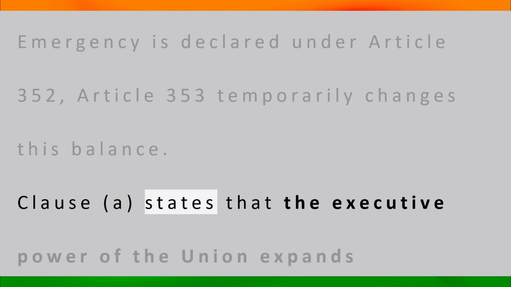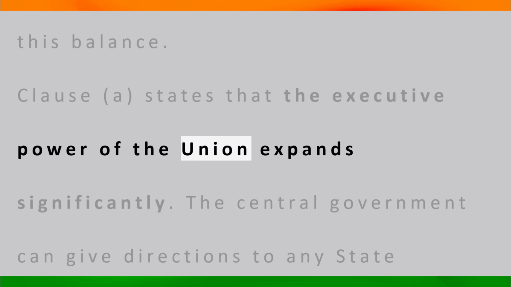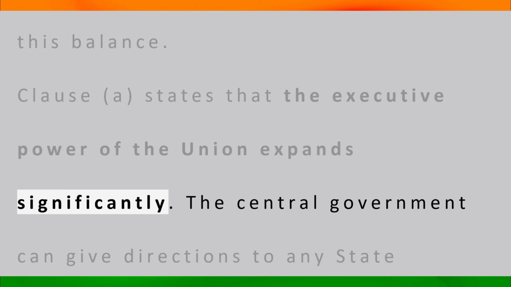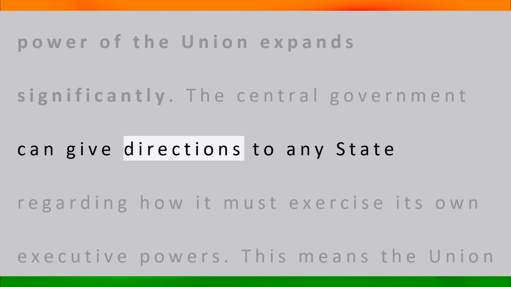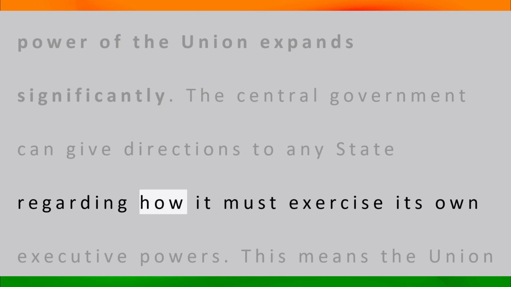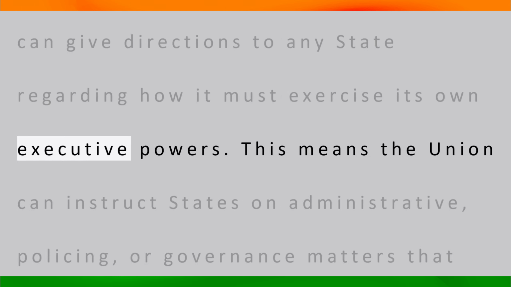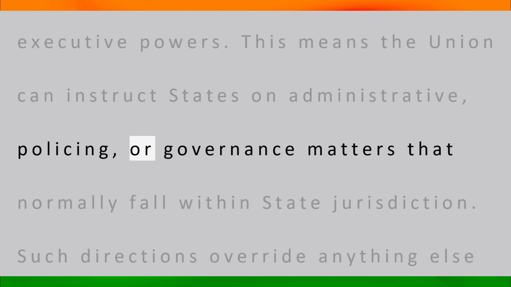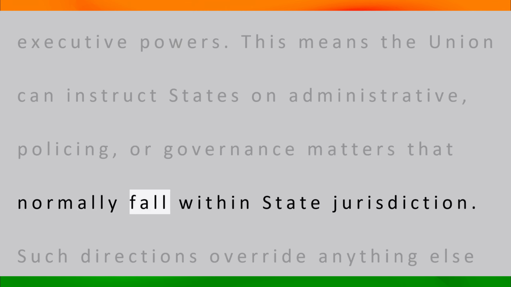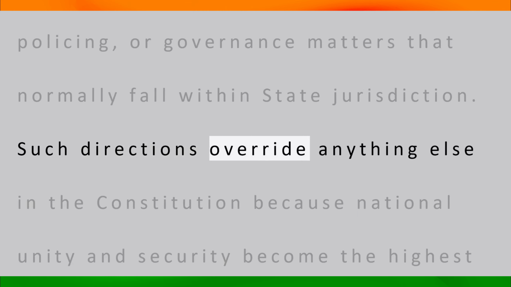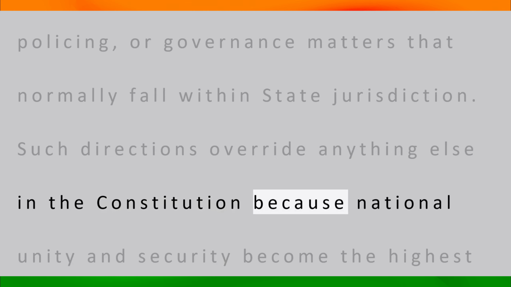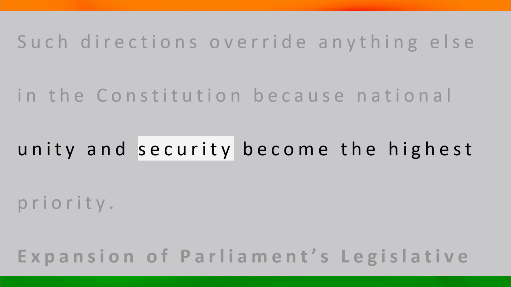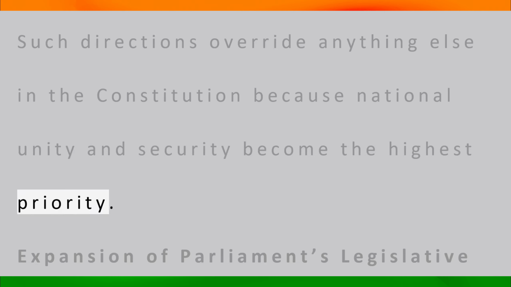Clause A states that the executive power of the Union expands significantly. The central government can give directions to any state regarding how it must exercise its own executive powers. This means the Union can instruct states on administrative, policing, or governance matters that normally fall within state jurisdiction. Such directions override anything else in the Constitution because national unity and security become the highest priority.